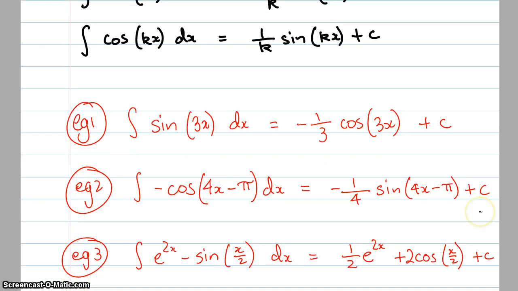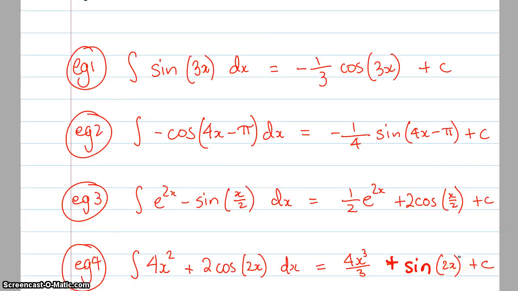For this example, I've actually got two different things going on at the same time. I've got an exponential and I've got a sine function as well. So I do the exponential first. The antidiff of e to the 2x becomes 1 on 2 e to the 2x. And when I antidiff negative sine, it becomes positive cos. So it changes from sine to cos, but the negative changes to a positive. The diff of x on 2 is 1 on 2, and then I do 1 divided by 1 on 2, which ends up becoming 2. So I get 1 on 2 e to the 2x plus 2 cos x on 2 plus c.